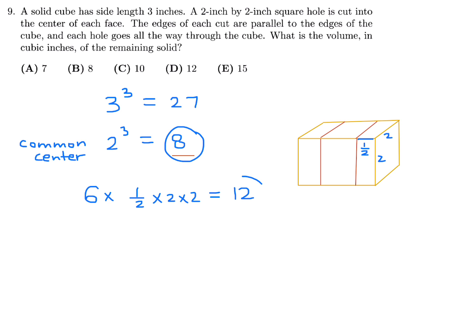So this and this are cut out of the original cube. What's left is 27 minus 8 minus 12, and that is equal to 7. So number 9, the answer is B.